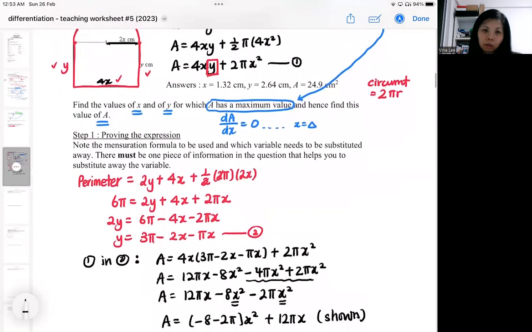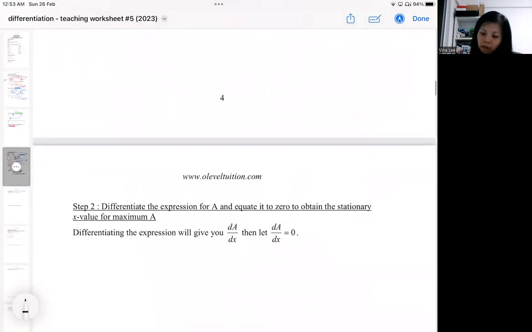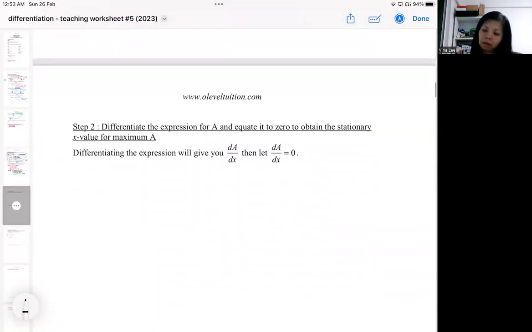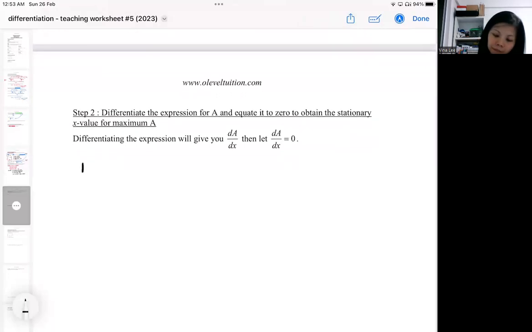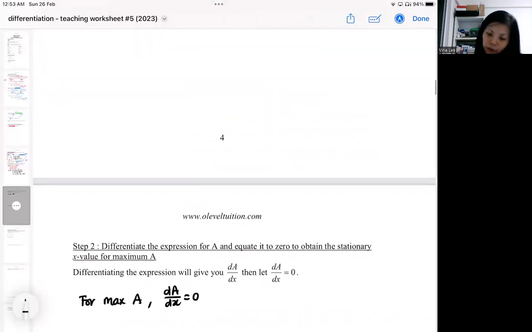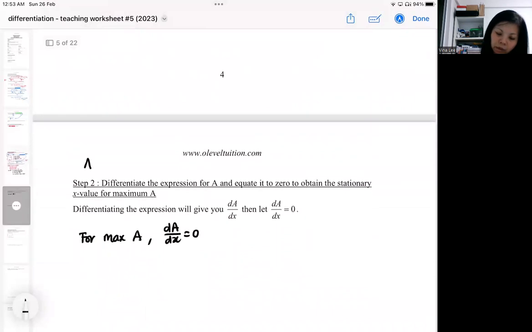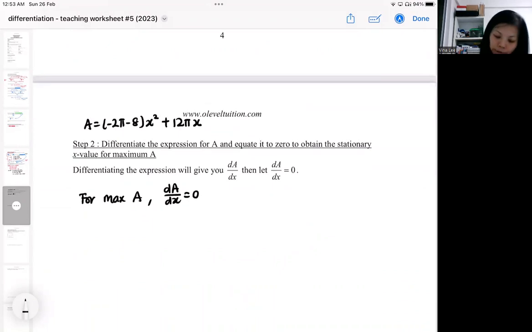And then subsequently, the next one, I'm supposed to find the x that can give me a maximum area. For maximum area, I need to differentiate and set it equal to 0. So whether you achieve the expression or not, you still go for your differentiation. Whether you achieve your proving or not, you can always just go for your basic differentiation.